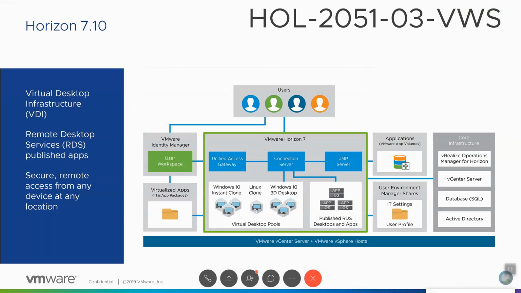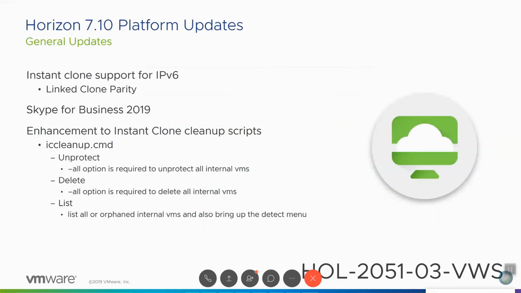So what's new in 7.10? There is IPv6. Anybody using IPv6 yet? Didn't think so. Skype for Business 2019. There are some enhancements and cleanups for instant clones. Instant clones, as you know, you log off, they're gone. So there are some options now where you can unprotect, delete, and list, and do some work with those instant clones. If you need to do any security audits or stuff like that, there's going to be some technology coming so that you can actually preserve an instant clone for those types of investigations.